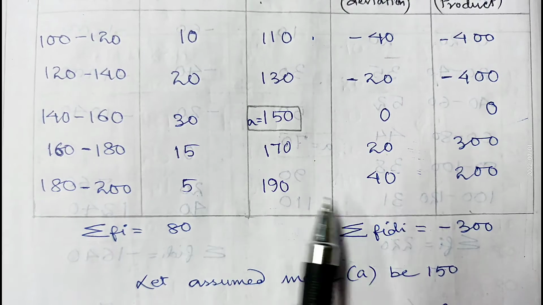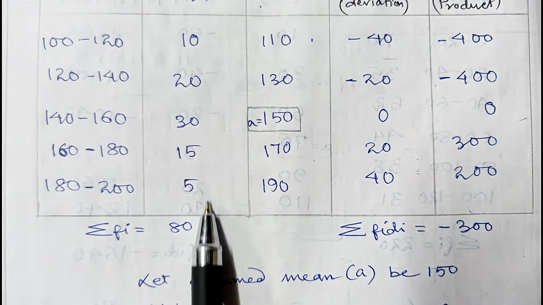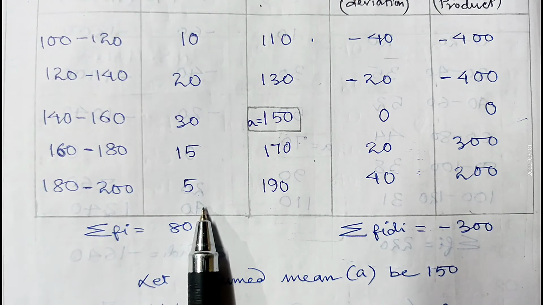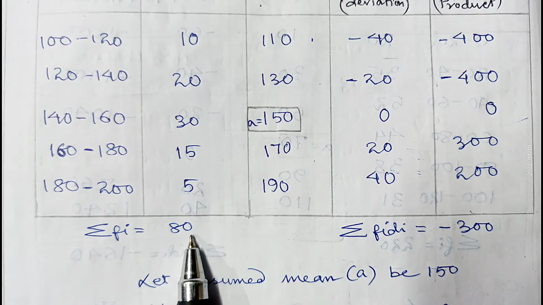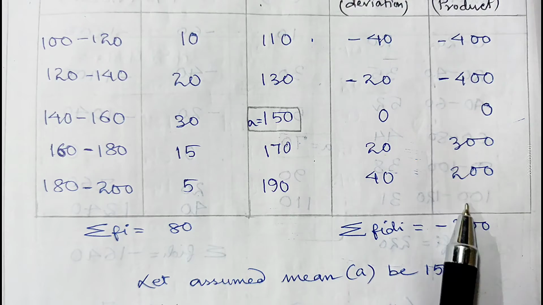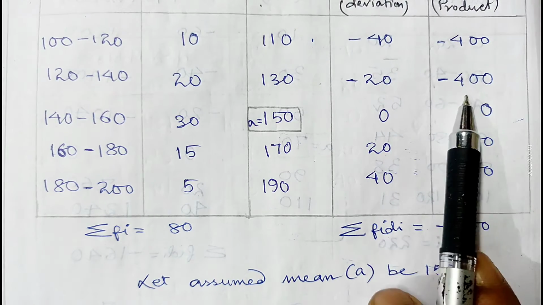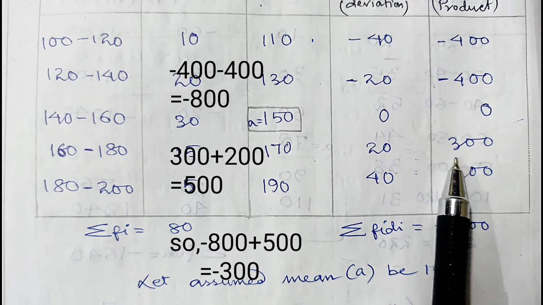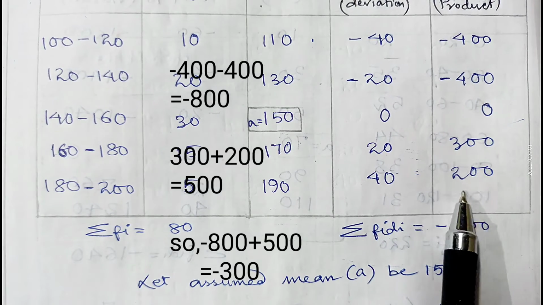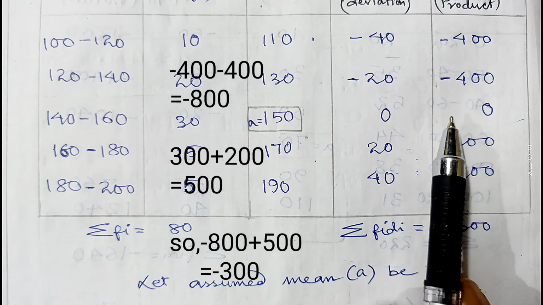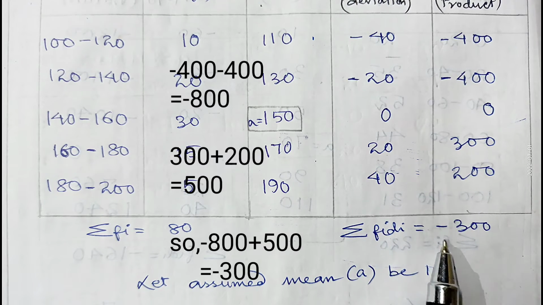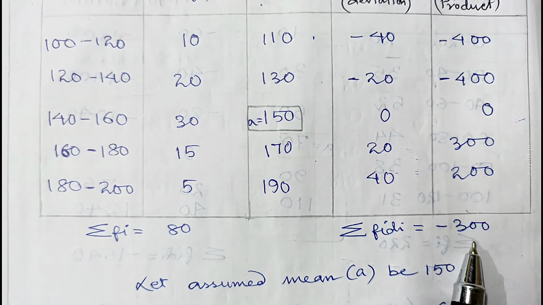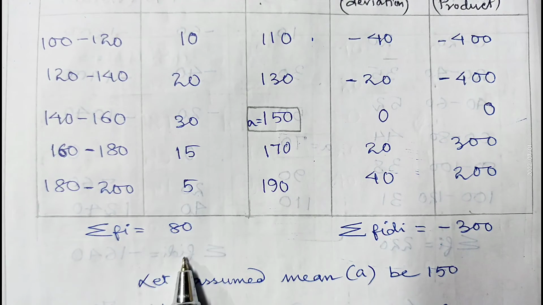Once the table is obtained, we add all the frequencies to get summation fi. Here if we add all the frequencies, we get 80. And if I add all the products, minus 400 and minus 400 added together give minus 800. And these two are positive values. If I add these two, it will be 500. So minus 800 plus 500 will give minus 300. So we got summation fidi is minus 300 and summation fi is 80.